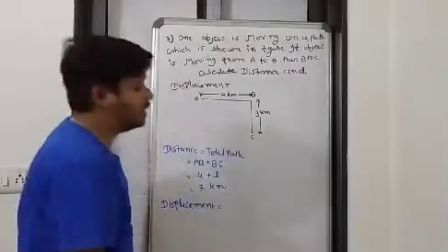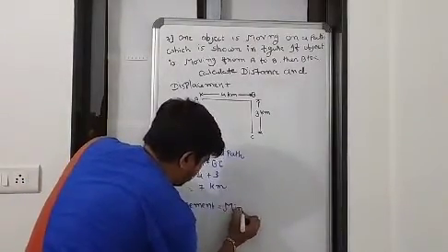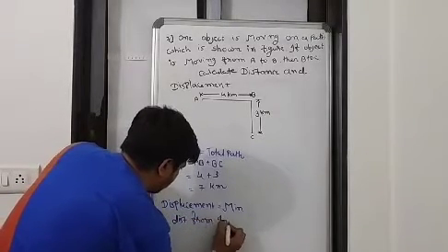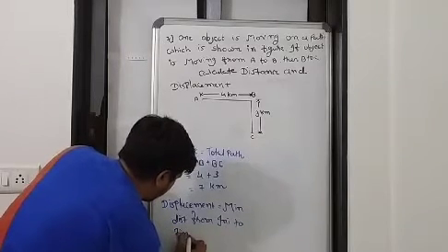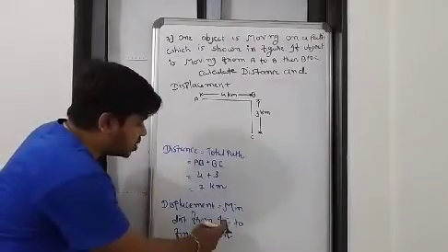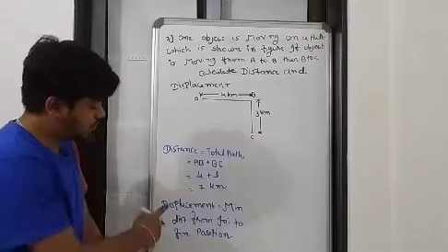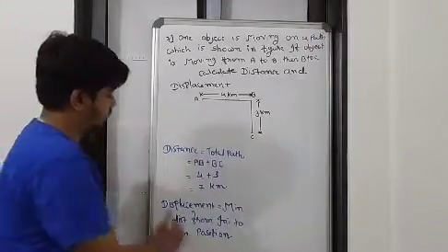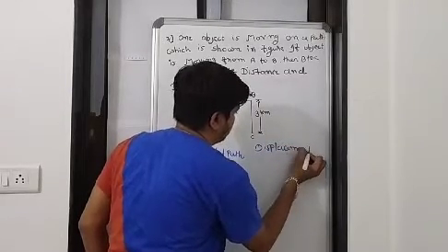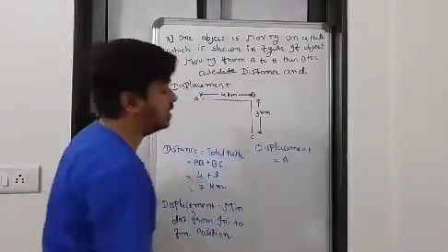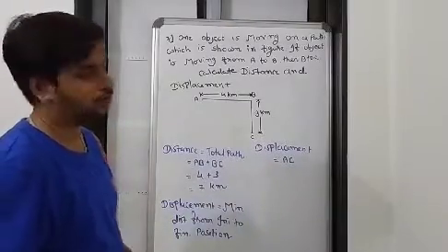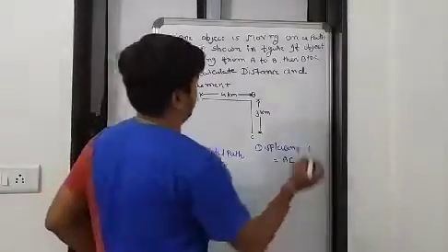What is displacement? It's the minimum distance from initial to final position. What is the initial position? It's A. Initial position is A, and the final one is C. How can you calculate this one? For that, you have to remember this way.